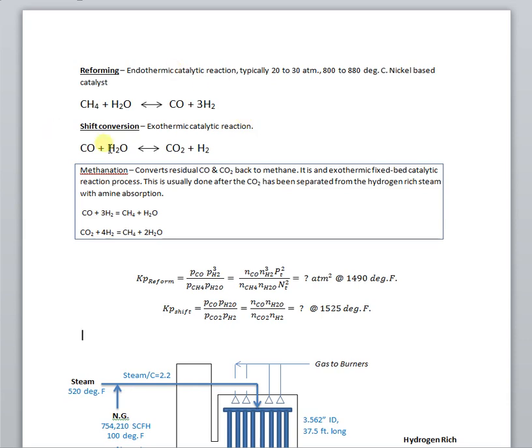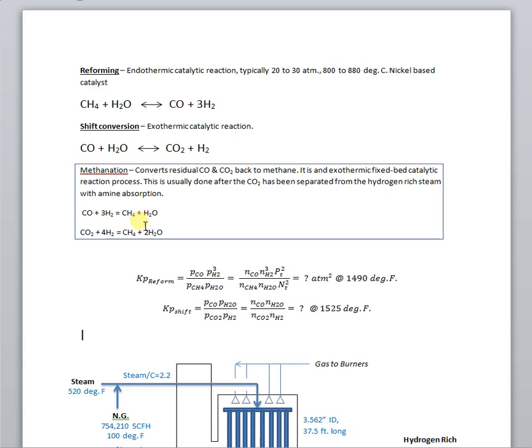The second reaction is the reversible water shift or shift conversion reaction, in which CO2 and steam are in equilibrium with carbon monoxide, carbon dioxide, and hydrogen. This reaction is exothermic, and in the reformer furnace it is run under the same conditions as the methane reaction.